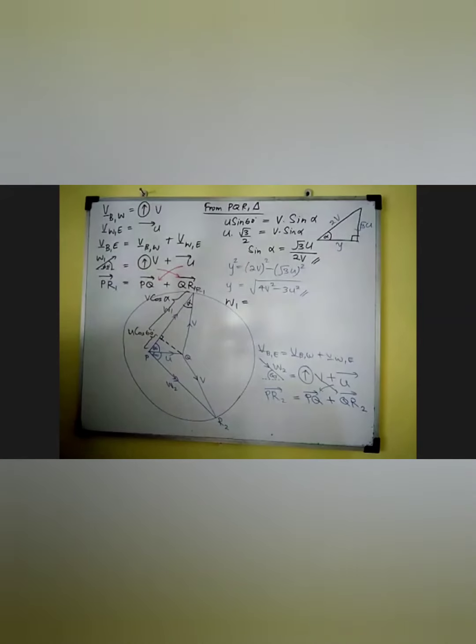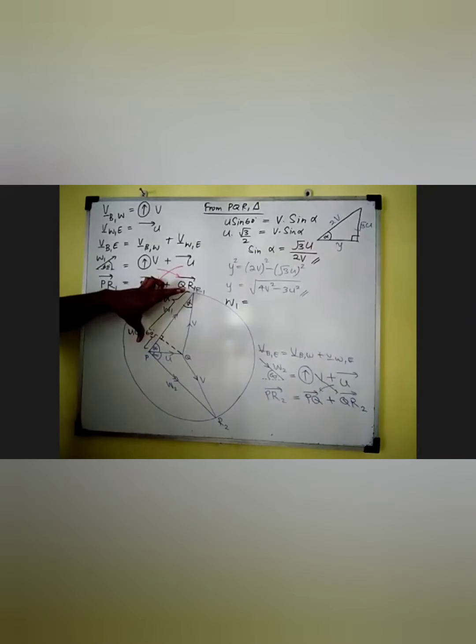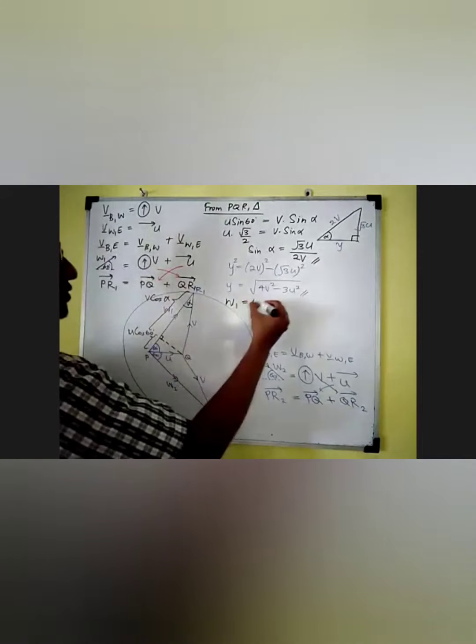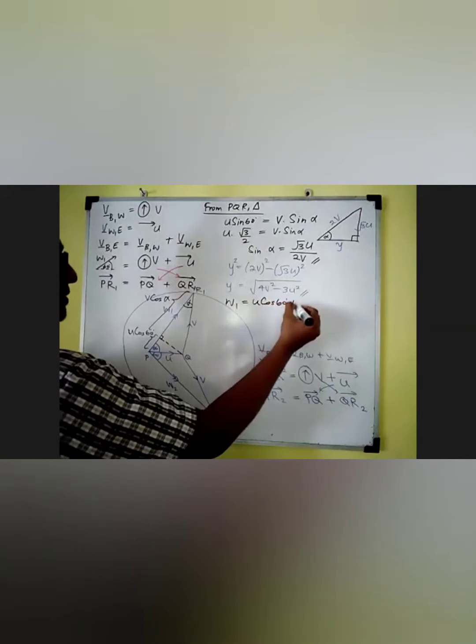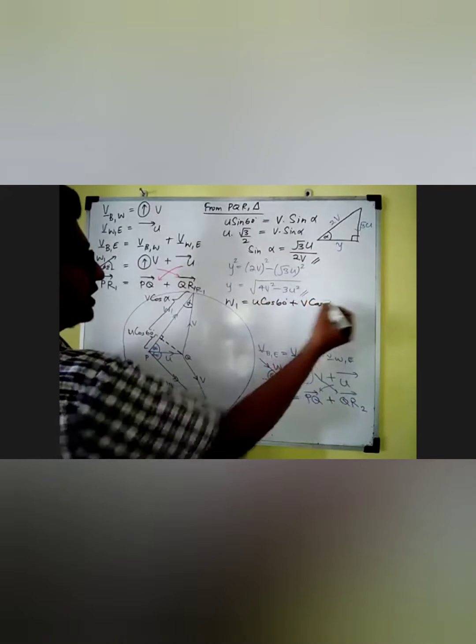So W1 is the sum of these two. This entire vector from here to here is the sum of u cos 60 and v cos alpha. So that is u cos 60 plus v cos alpha.